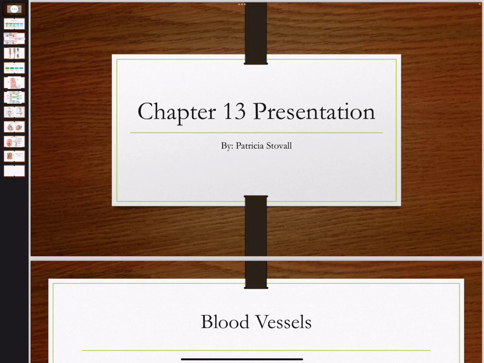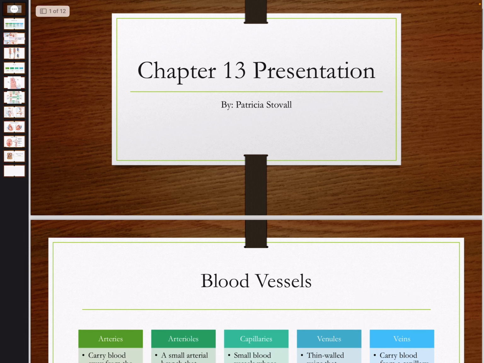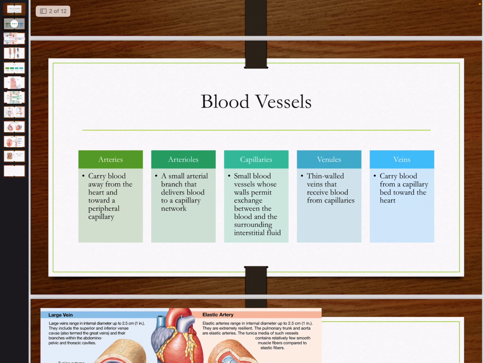All right, welcome to my chapter 13 presentation, and today we're going to talk about blood vessels and blood and veins and all that good stuff. So first off, the different types of blood vessels, we're going to have 5 different types. They are going to be our arteries, our arterioles, our capillaries, our venules, and our veins.